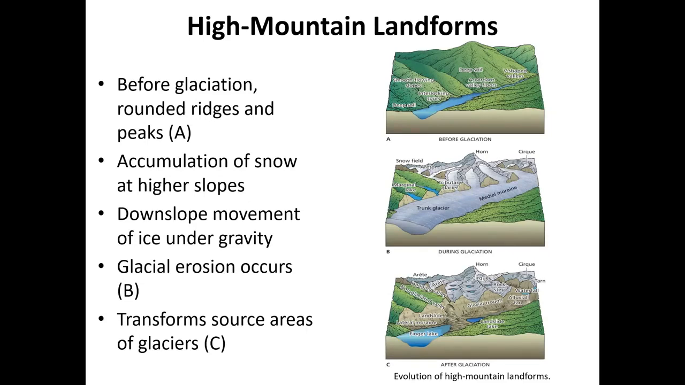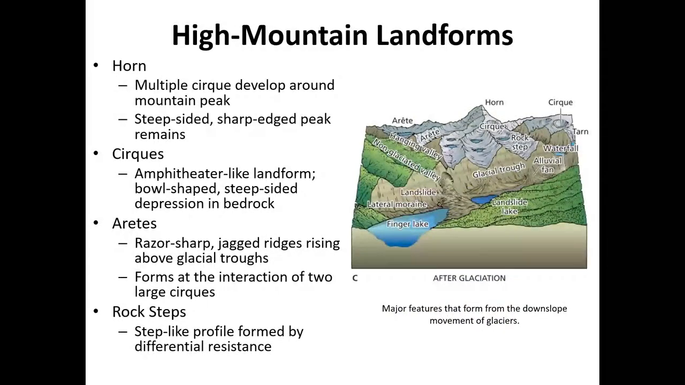You'll often have Finger Lakes. You'll often have rivers, small lakes called tarns that are basically lakes that form up in valleys and mountains. And then you'll have arêtes and horns. Horns are basically sharpened mountains, sharpened by glaciers and so on. So these are some of the major landforms that you'll see caused by glaciers: horns, cirques, arêtes, and rock steps.